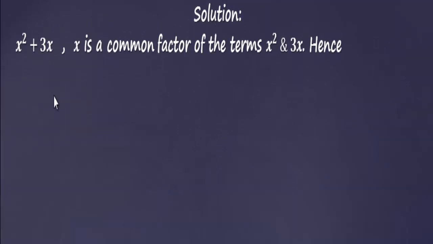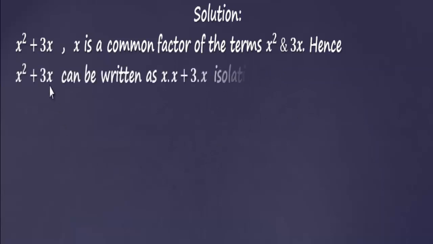In this expression, we can find a common factor. x is a common factor of the terms x squared and 3x. So what is common between them is x. Hence, x squared plus 3x can be written as x dot x plus 3 dot x. Are you seeing it now? If you want to factorize this, you can do it like this. x squared is x times x, and 3x is 3 times x. Are you seeing it now?